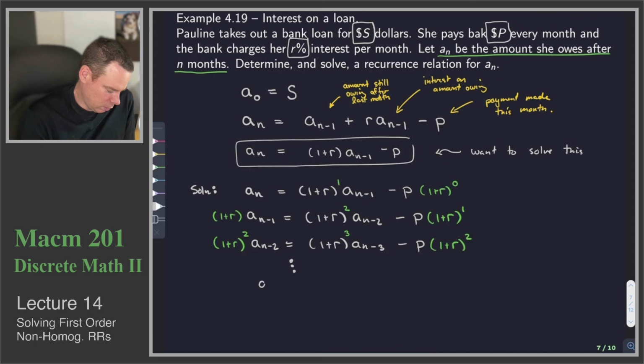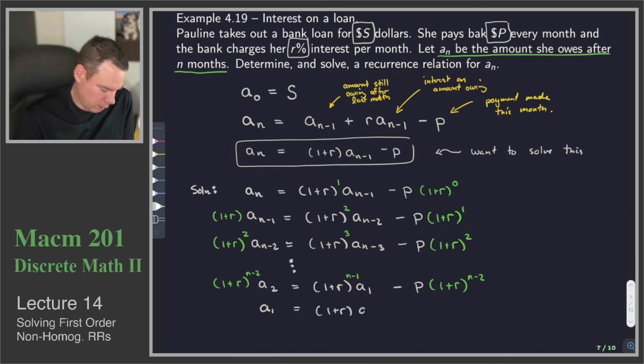Down to a sub 2 is equal to 1 plus r, a sub 1 minus p. What are our powers? This is a 1 plus r, this will be an n minus 2, this will be an n minus 1. This will be a p times 1 plus r to the n minus 2. And then we also have the one for a sub 1. A sub 1 is equal to 1 plus r a sub 0 minus p.